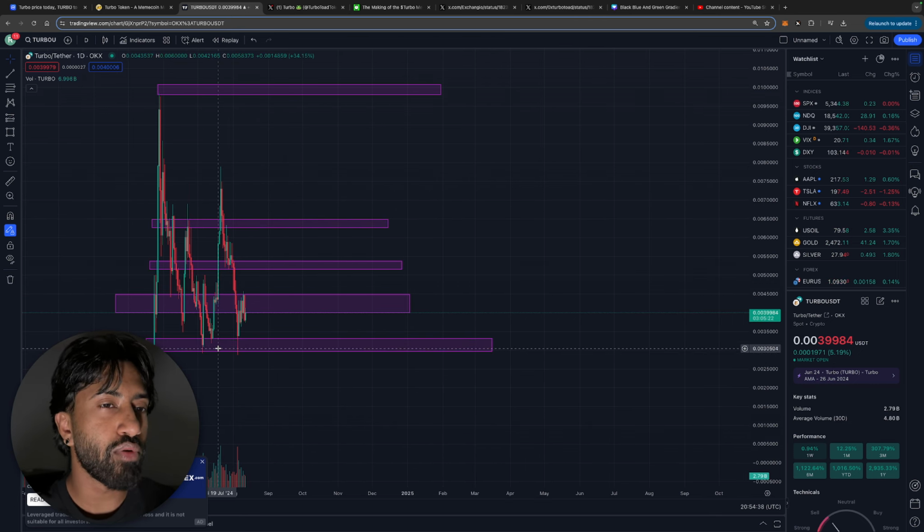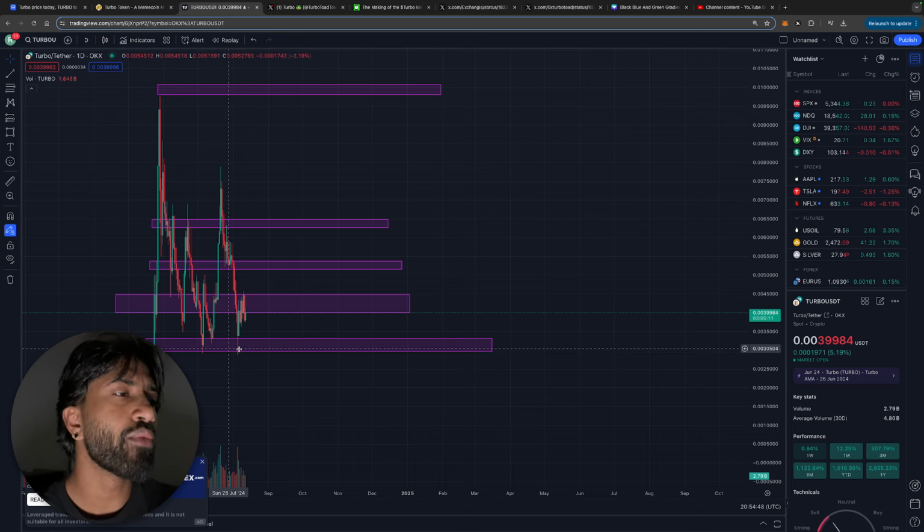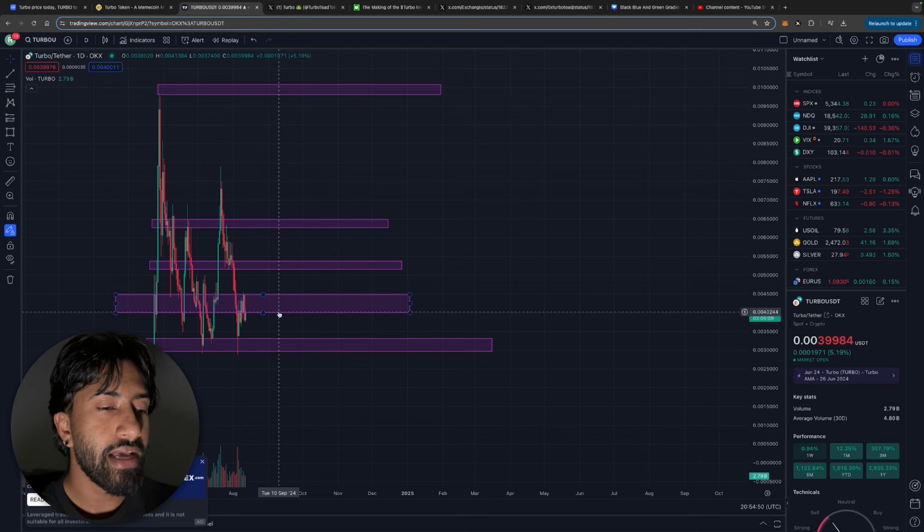As you can see here, the support area at 0.003 held up pretty well considering that crash, and now we've bounced back up to this new level at the 0.0039 area, and we're trading sideways a little bit in the last couple days. But that is okay. You don't want to look at short-term price action. You want to look at everything with a long-term perspective. See where Turbo could potentially be in a month, in a couple months, in a year. That is where you really want to be looking.